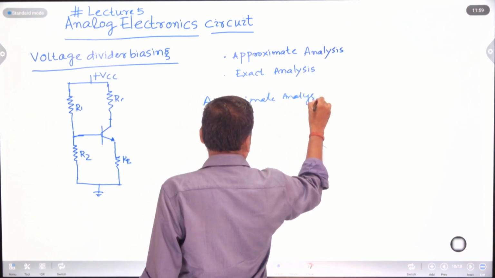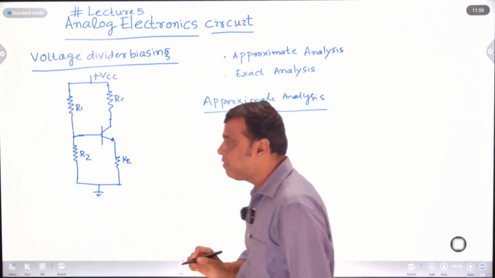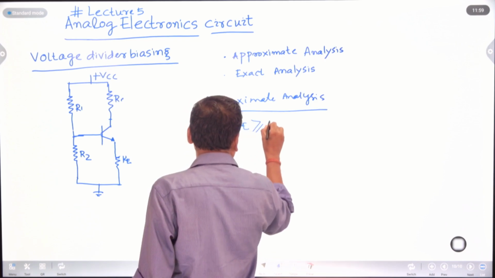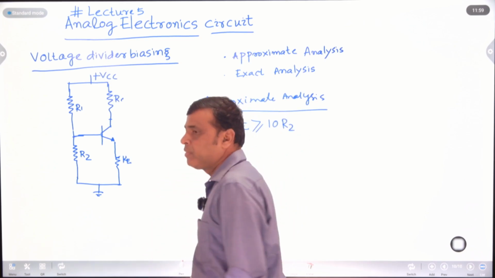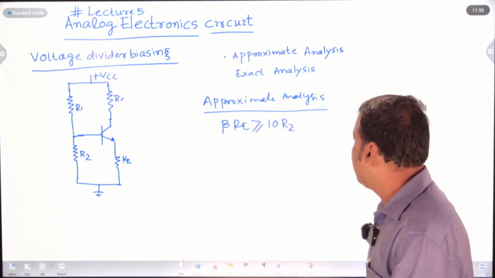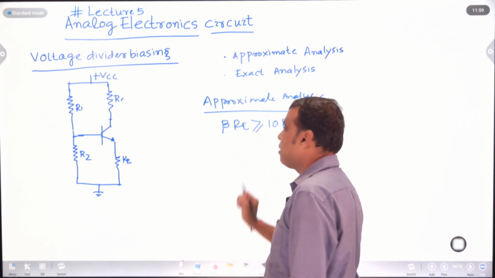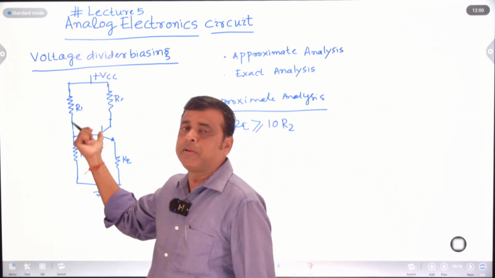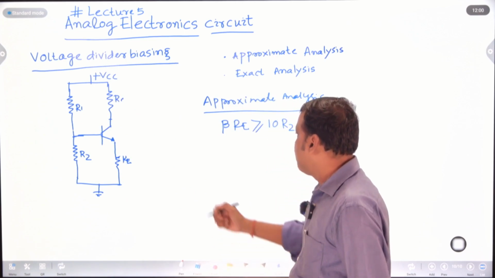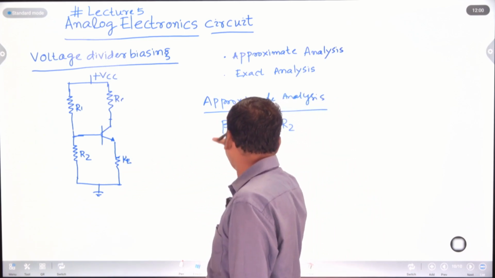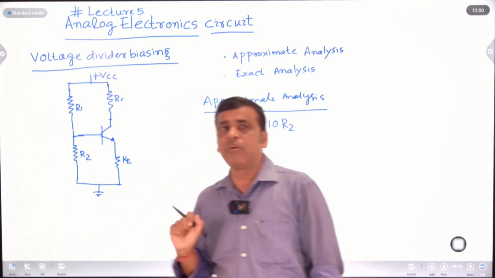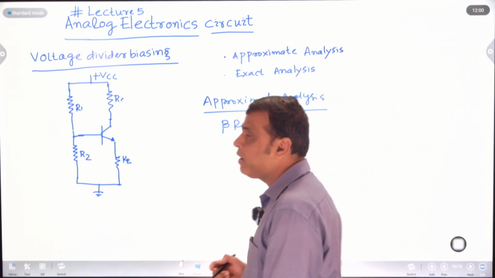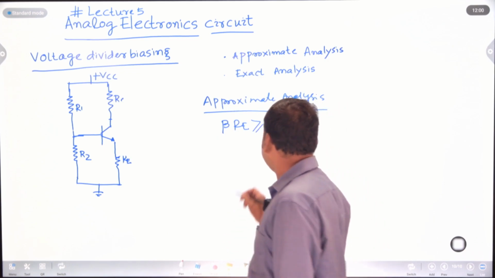In approximate analysis, there is a condition. What is the condition? Beta RE must be greater than or equal to 10 times R2. This is the condition from the design point of view. The value of beta is given, it may be 50, 80, or 100, whatever value; multiplying it with the emitter resistor, the value of beta RE must be greater than or equal to 10 times R2. If this condition is satisfied, then we can proceed with approximate analysis to get the DC current and DC voltage.